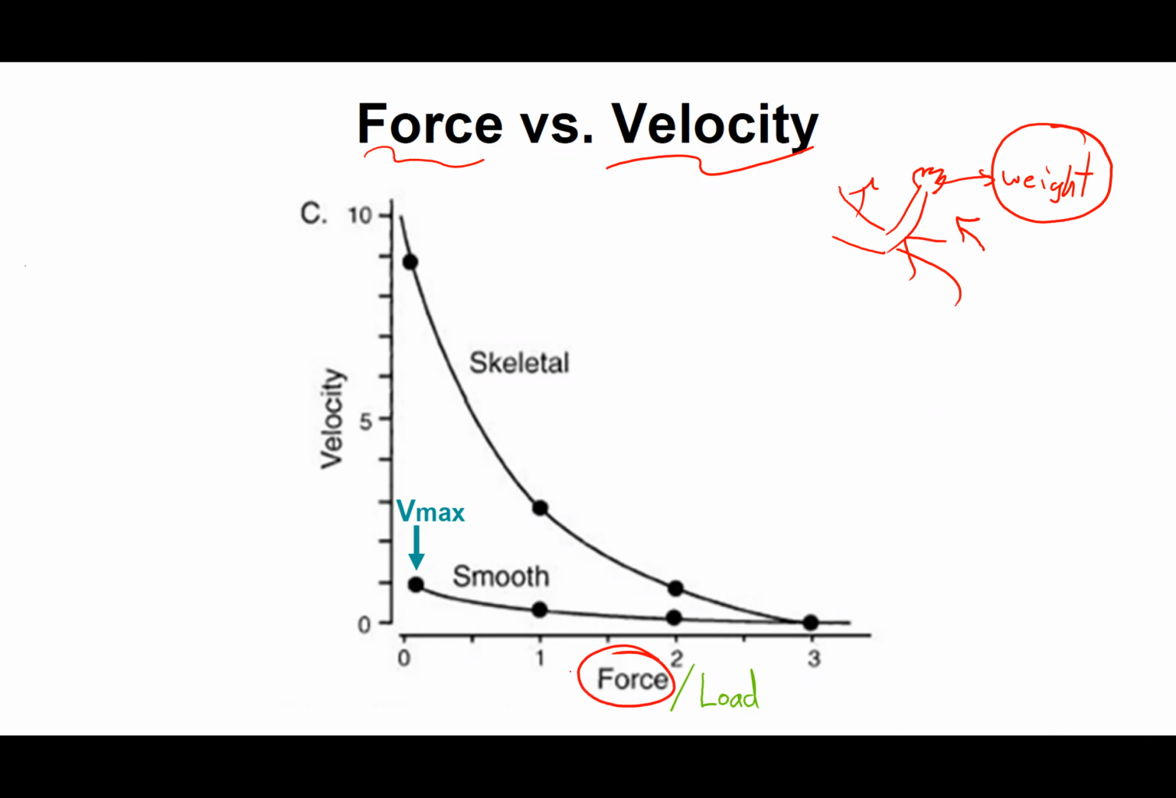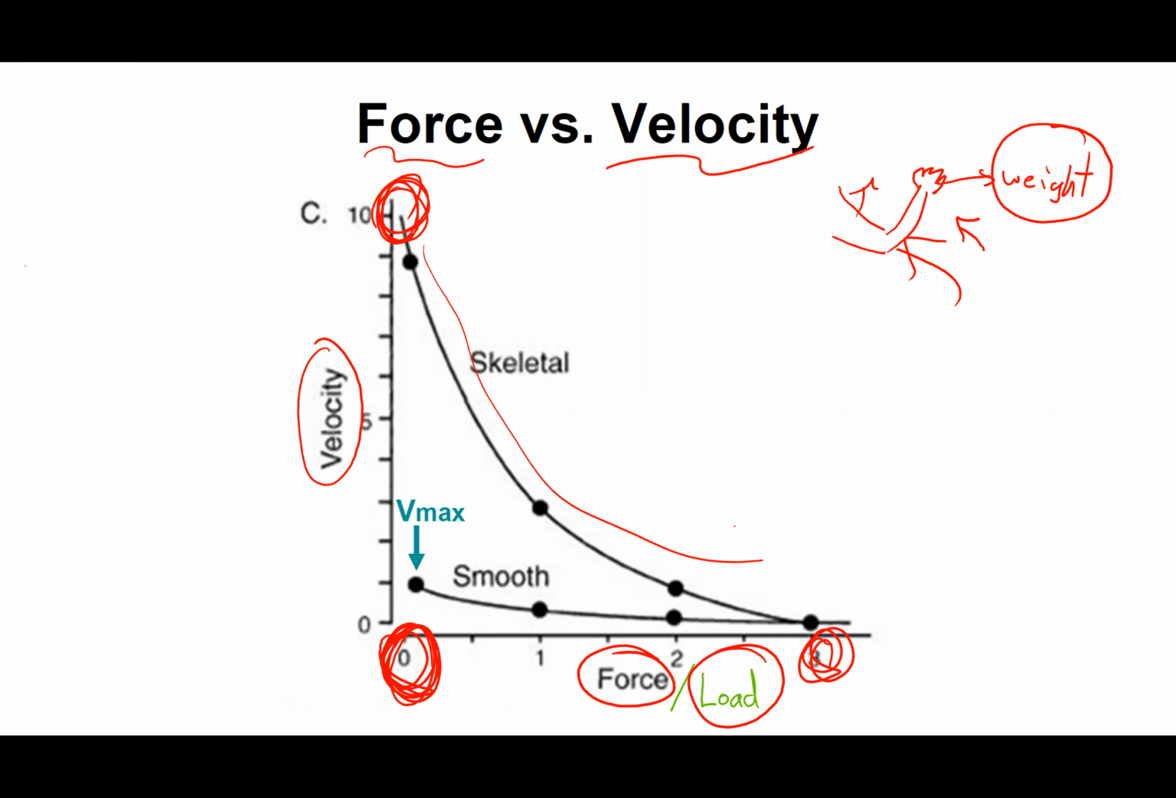You see the force right here? This is the same thing as load. So as the weight of this object goes up, the velocity of the skeletal muscle goes down. Obviously, if there's no weight, if it's just doing its own thing, it's going to be the fastest. It'll contract very quickly. This is all this curve means.